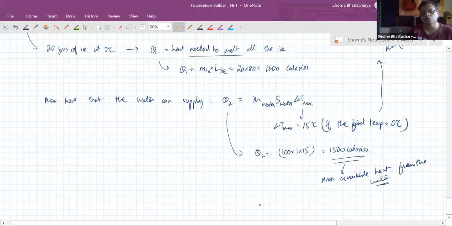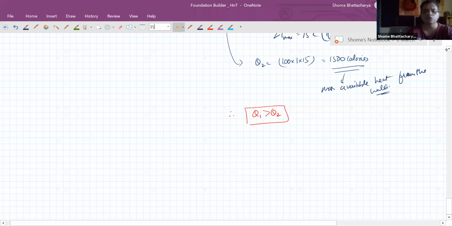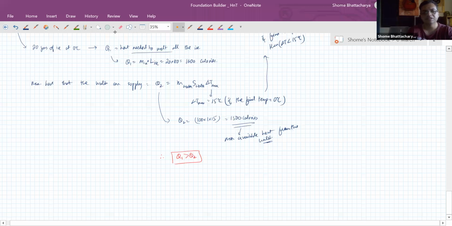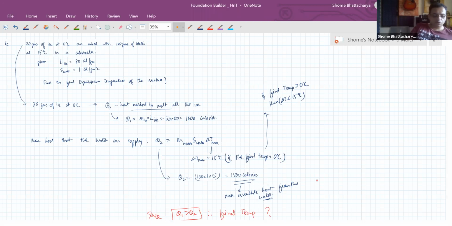So therefore you can see that Q1 is greater than Q2. The heat required to melt all the ice is more than the maximum heat available from the water. So this should give you a hint about what the final temperature is. Just go through this and try to interpret and tell me what should be the final temperature then. So basically my final statement should be like this, that since Q1 is greater than Q2, therefore the final temperature... So what can we say about the final temperature? Just try to think of this logically. First go through the calculation of Q1 and Q2, make sure you understand that. And then when you can see Q1 is greater than Q2, try to figure out what the final temperature should be.